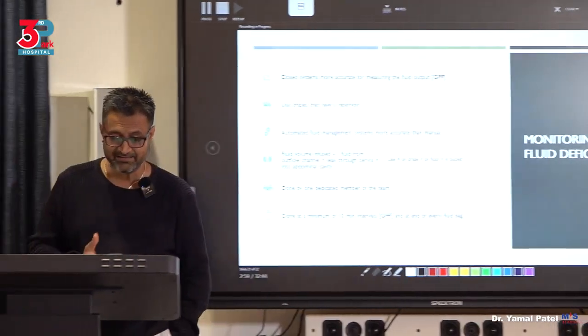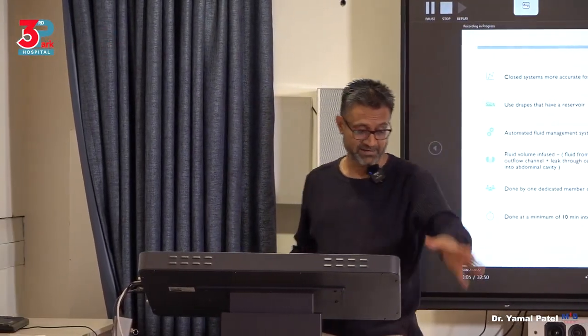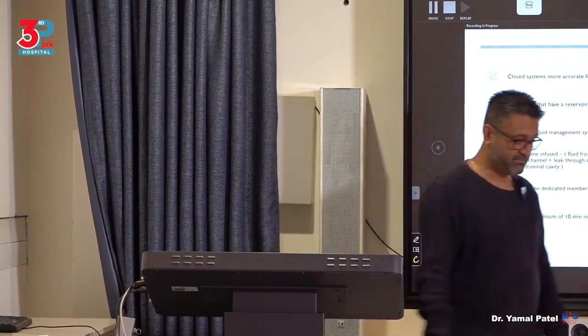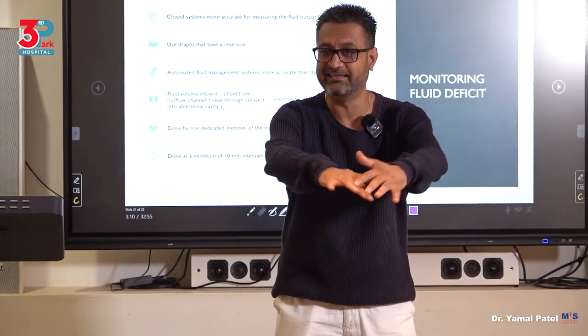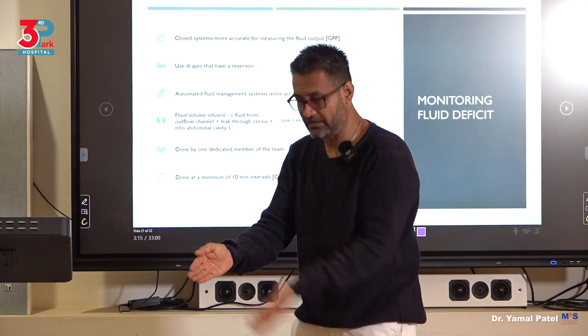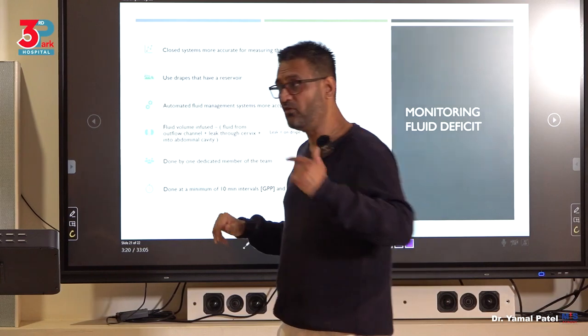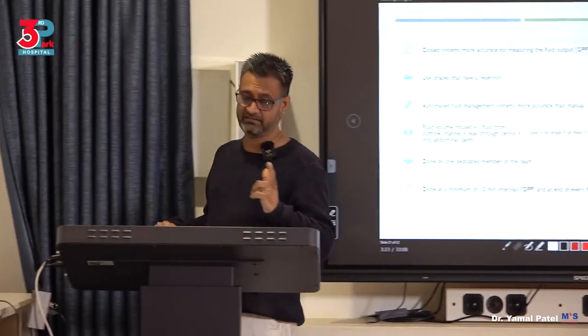Then you would say, my fluid from the outflow that is connected goes into the bag, and the one that is dripping down into the basin down there. Sometimes you have a whole lake that forms on the floor. Someone should be constantly collecting that and putting it into a measuring jar and saying, okay, this is 100, this is 500 ml. So you have to be able to measure your deficit, okay? And I told you it's done by one dedicated team member. And you have to be doing this at minimal intervals of 10 minutes, okay? Thank you.